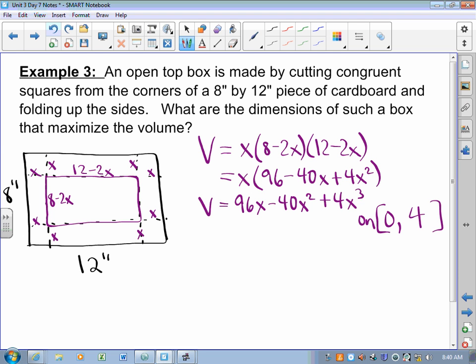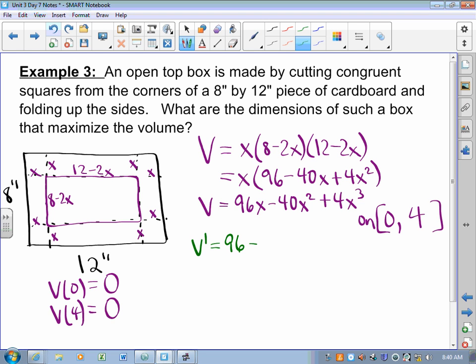It must attain a maximum and a minimum on that interval. I know that if x is 0, I don't have much volume, and I know if x is 4, I don't have much volume. So I'm looking for the volume at some critical point inside the interval. Critical points happen where the derivative is 0.